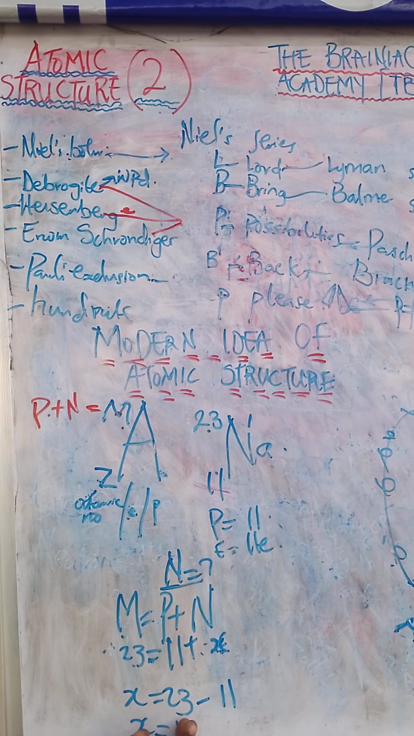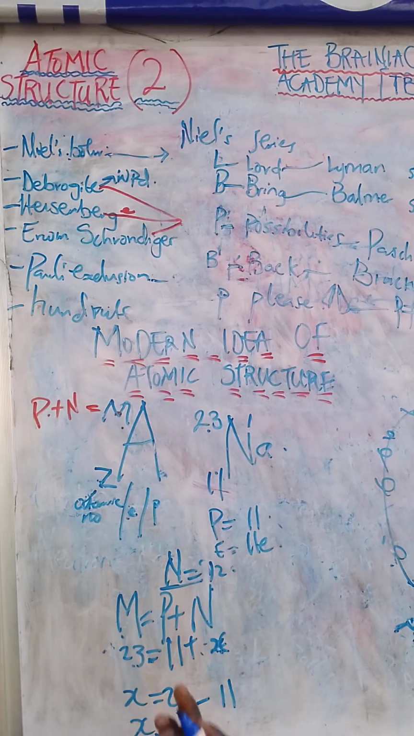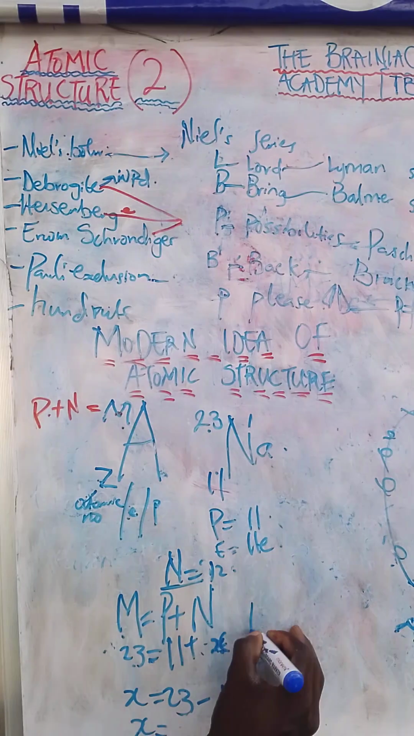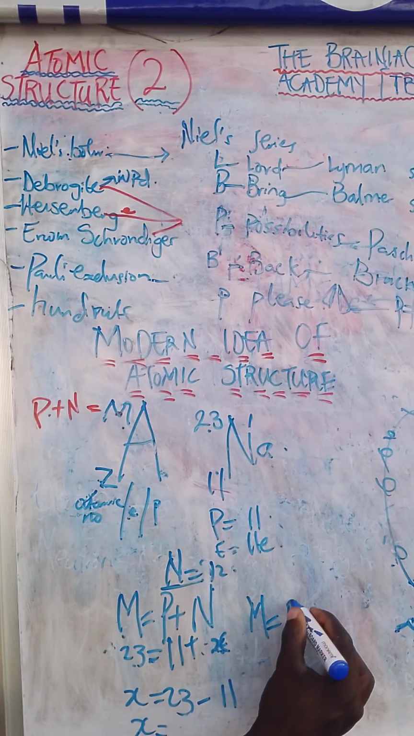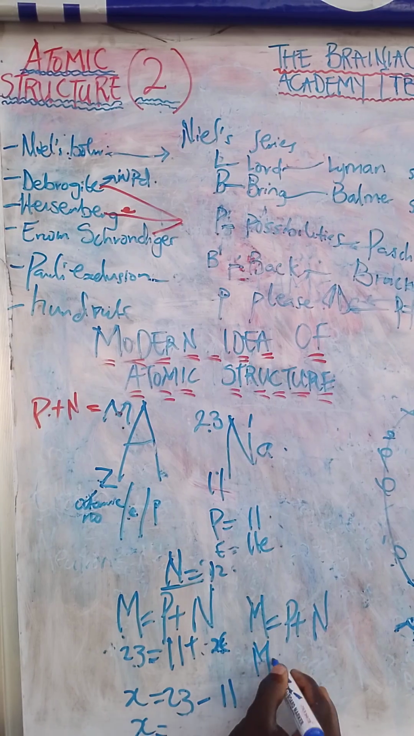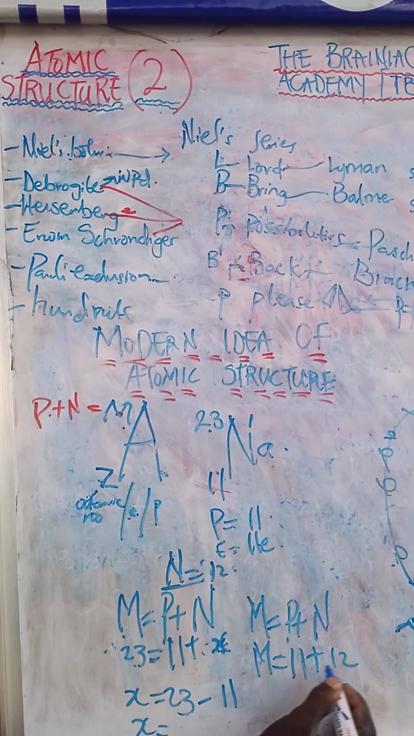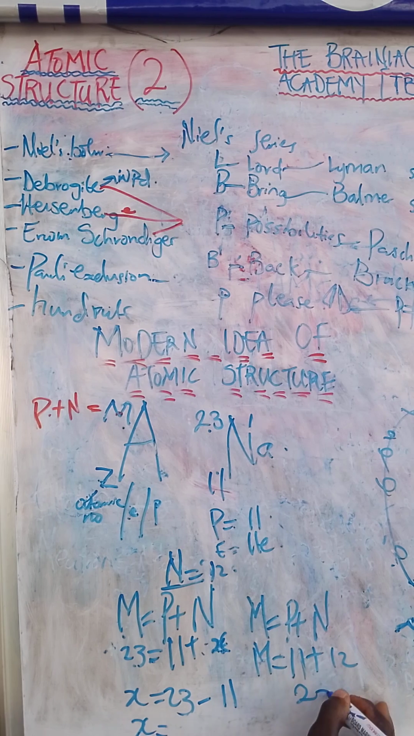So here our neutron is 12. How do we confirm if it is correct? Let's check. You know that our mass number equals our proton plus neutron. My proton is 11 and the neutron I got is 12. Add the two together and I have 23, and 23 is my mass number, as you can see.